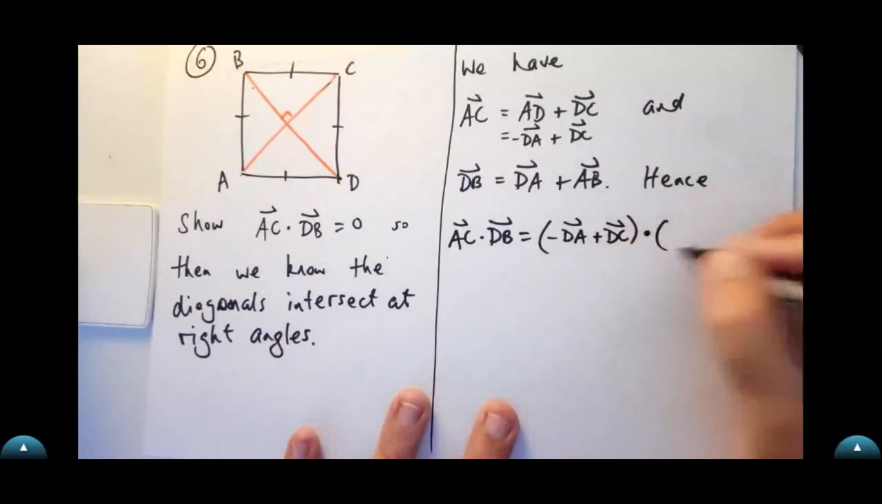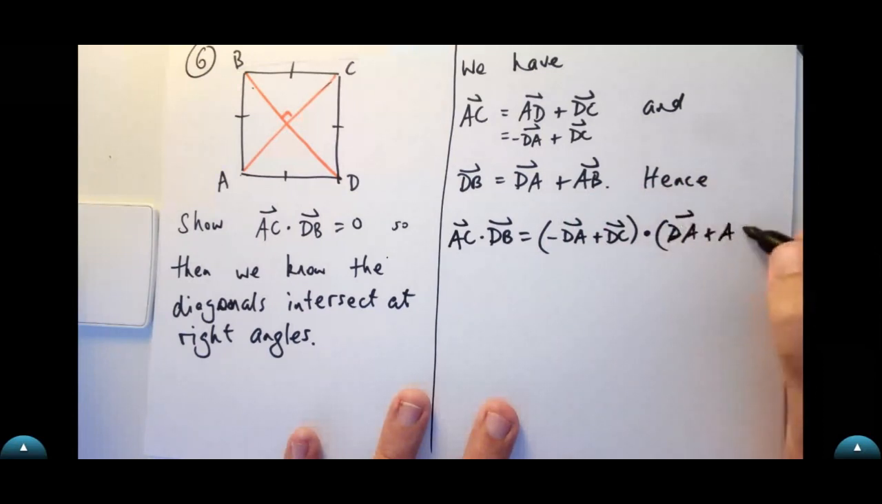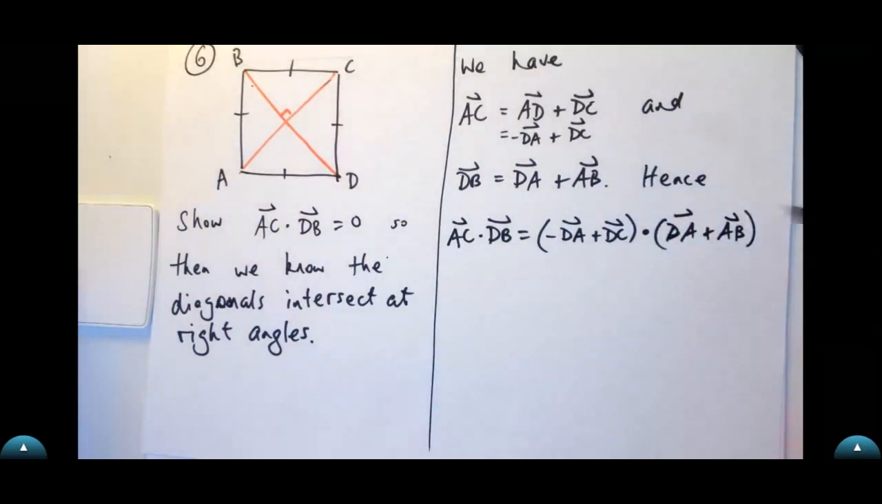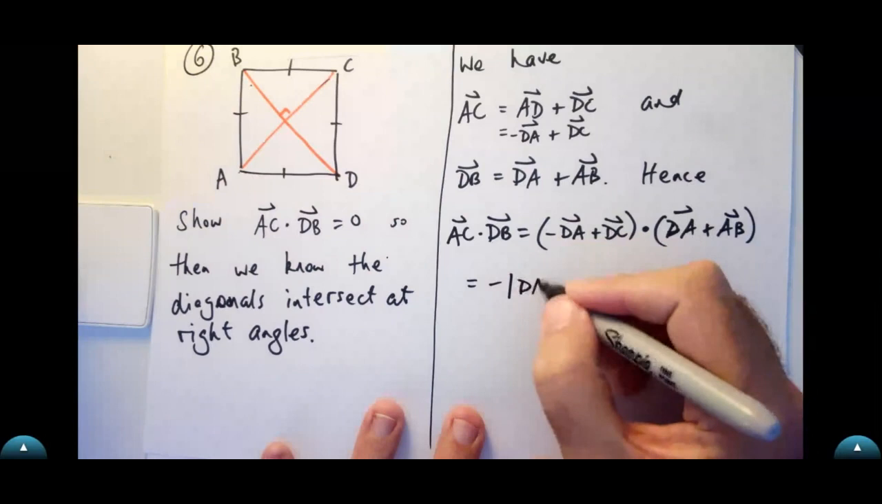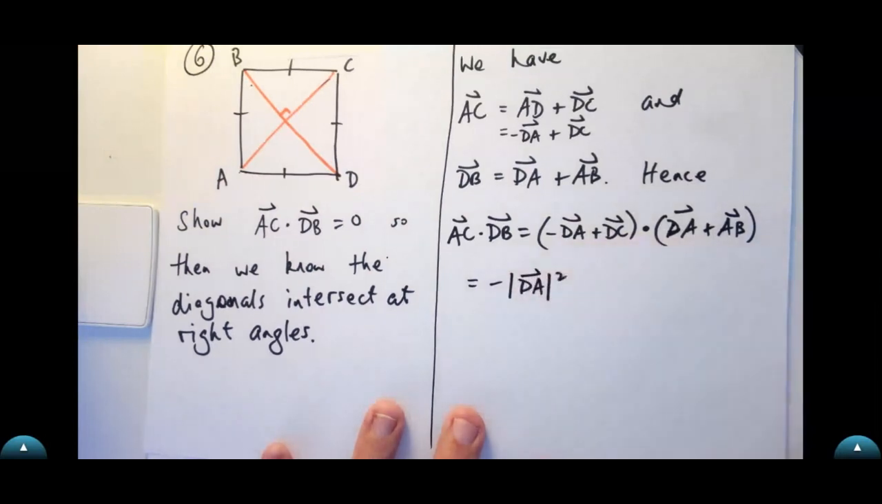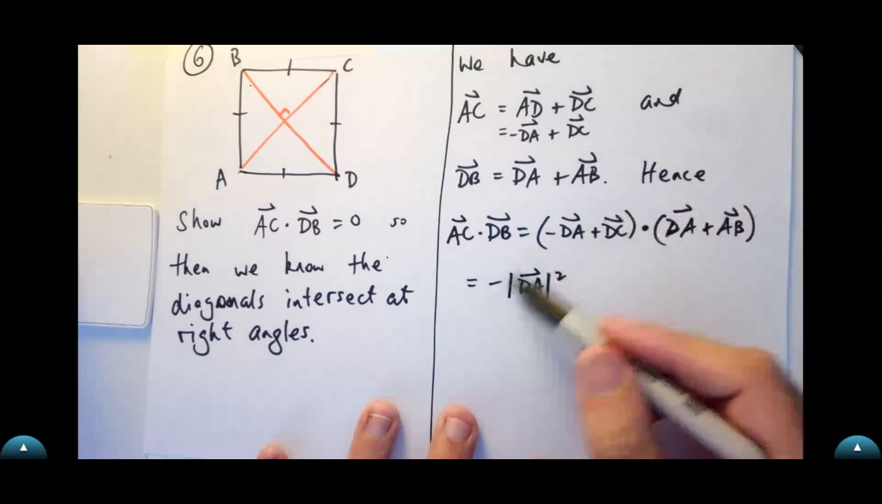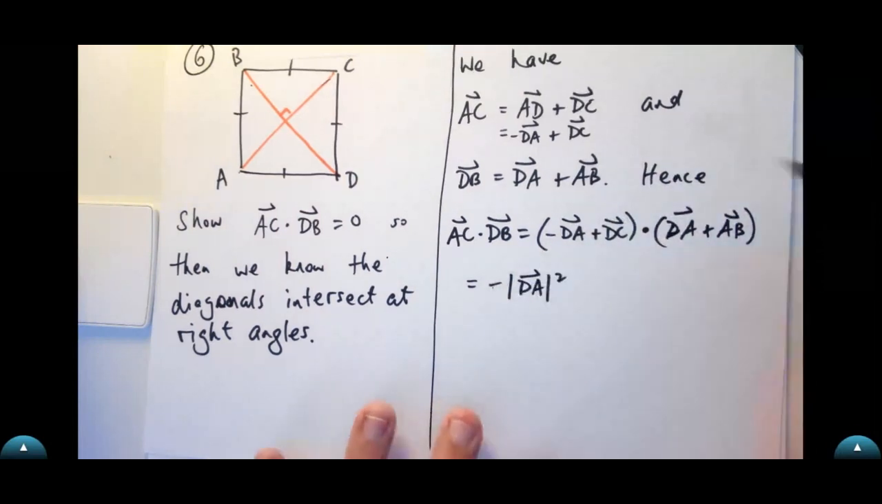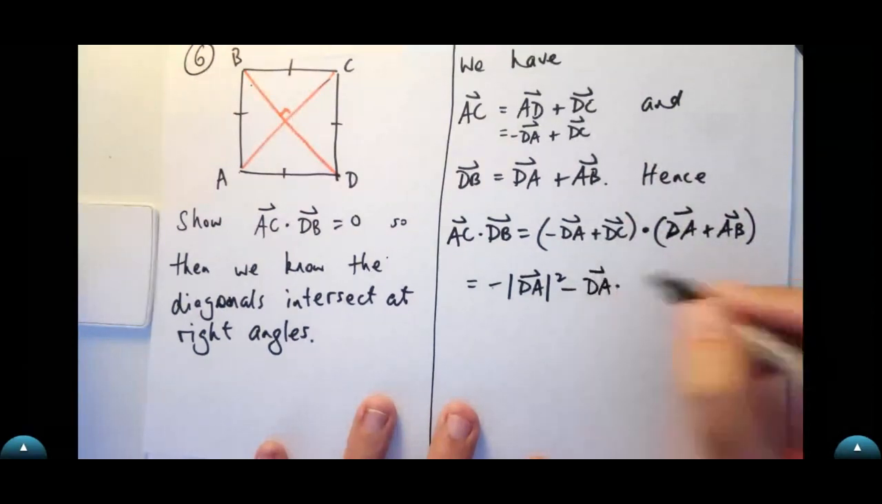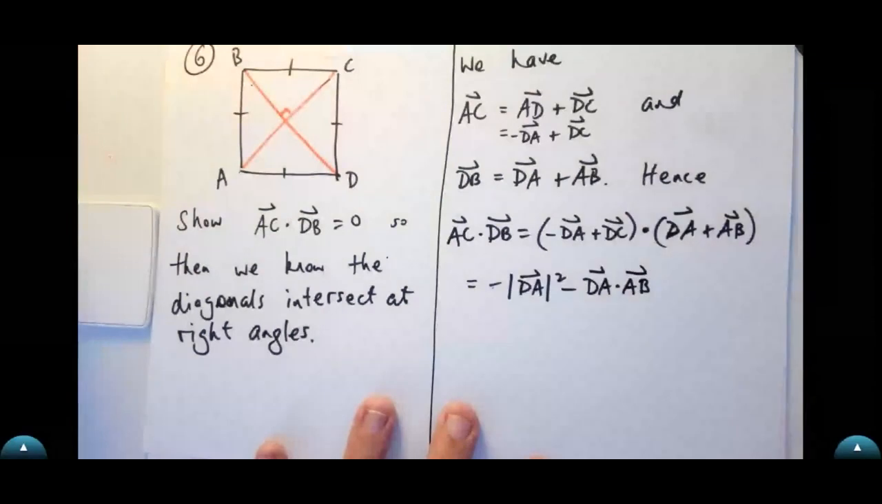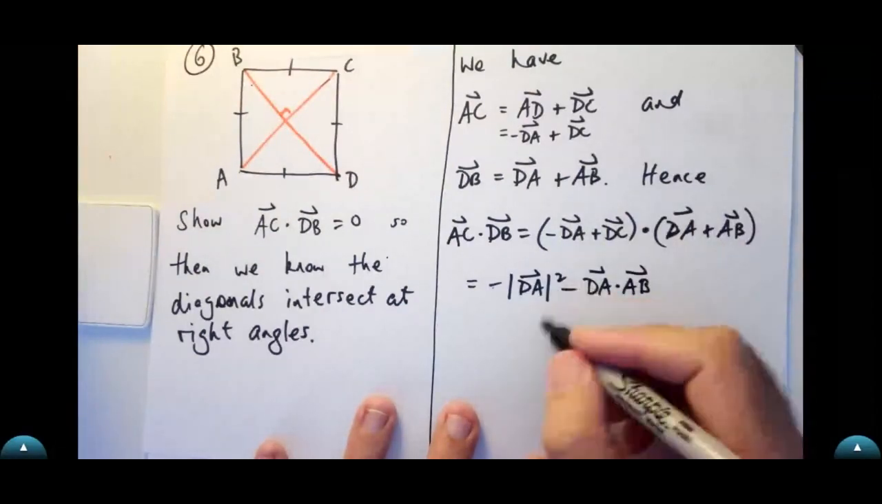Okay, so we've got this dotted with this. That's a D. And you know that the dot product, you can expand this like you would normally with regular multiplication. So this times this will give you negative dA squared. So when you dot product something with itself, you get the square of the length. And I've just put the negative sign out the front. And so you do this one and you'll get negative dA dotted with AB. And then so we've done that and that. Let's do this one.